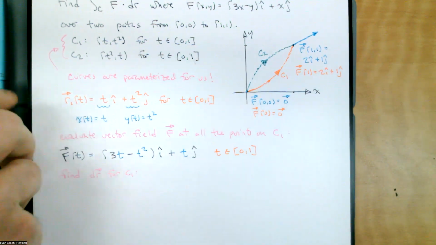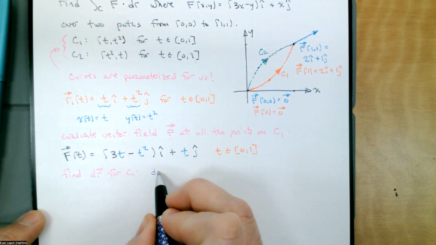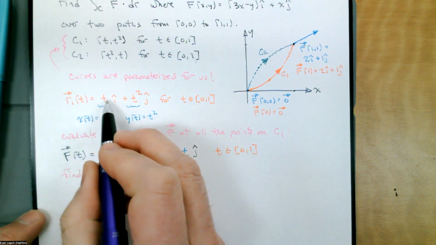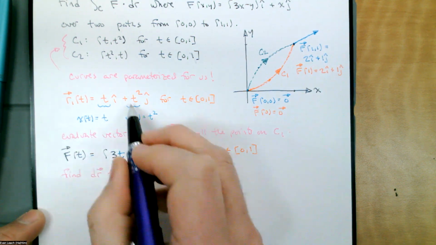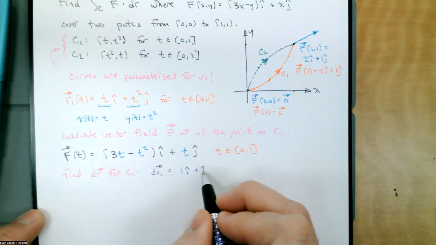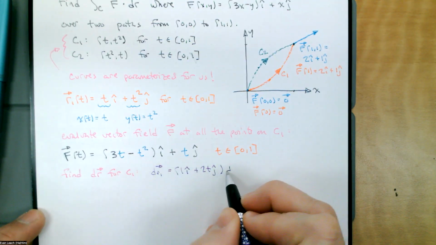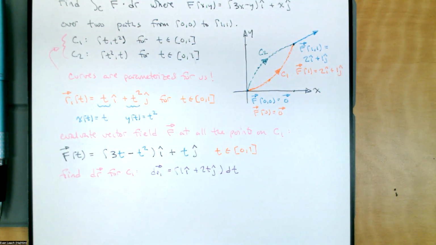Now we're going to find the dr for C1, and that's just going to be the derivative. dr1 will be the derivative of t with respect to t, which is 1. The derivative of t squared is 2t. So this is dr dt. To find the dr all on its own, you put the dt on the other side.